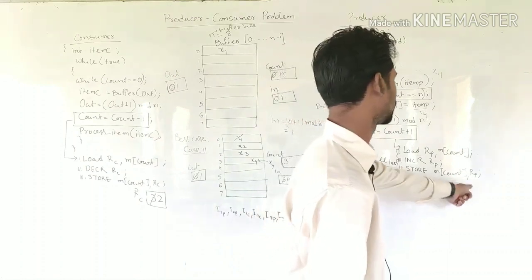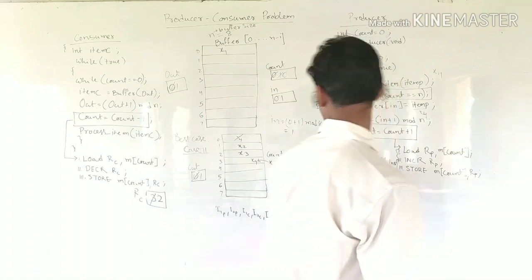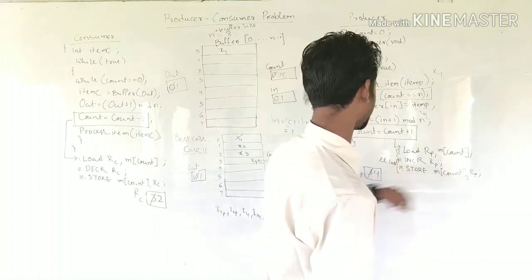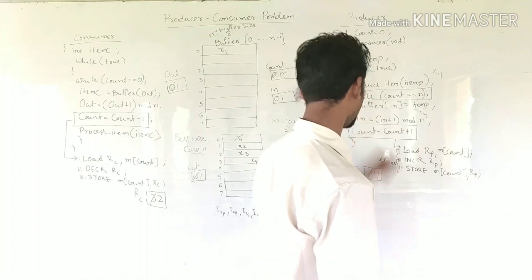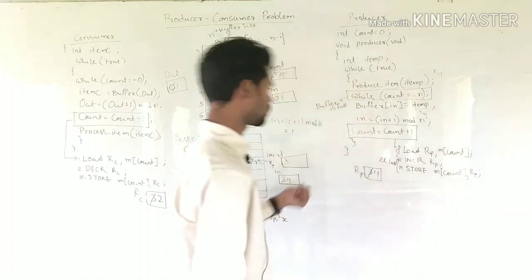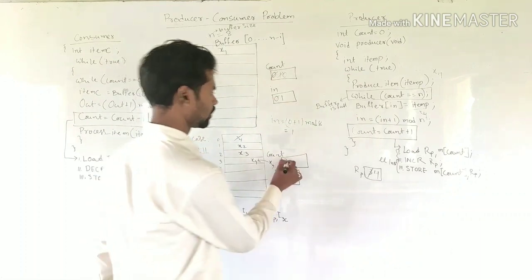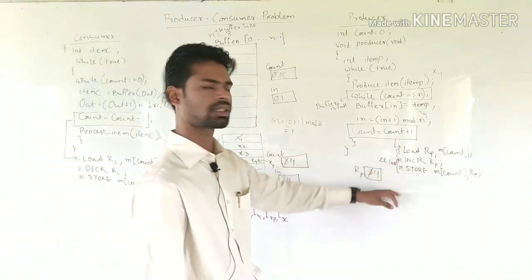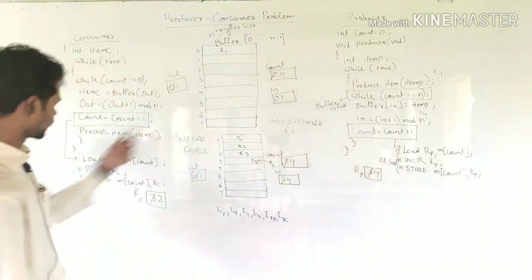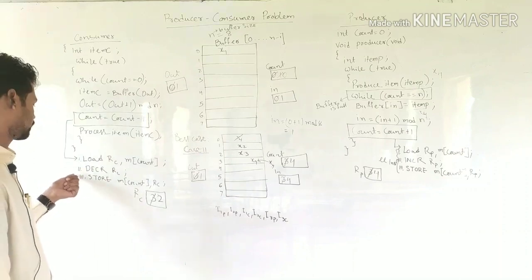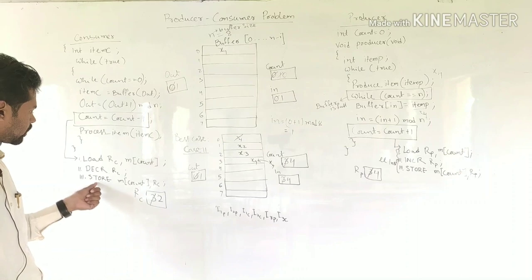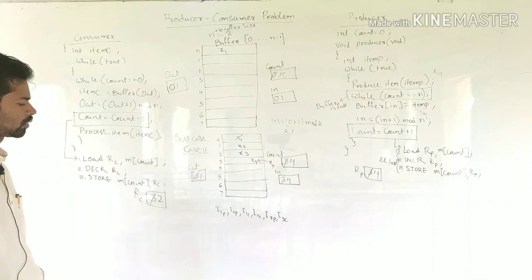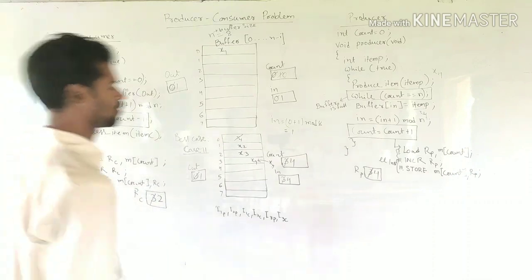So store m count RP. What is the value of RP? RP is 4. Now 4 will be stored in count. So count value will be 4 here. This process is completed here. Now it will again return to the preempted code. So here store m count RC. So RC value will be stored to count. What is the value of RC? That is 2. Now 2 will be stored.